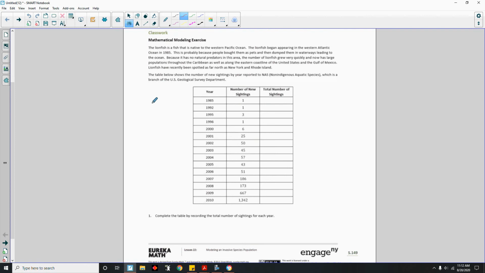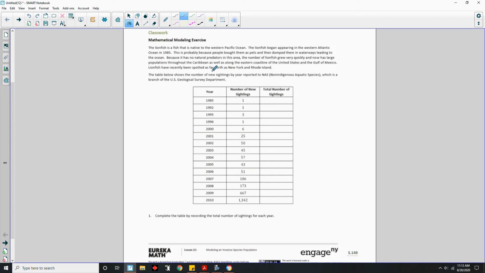So here's a classwork mathematical modeling exercise. The lionfish is a fish that is native to the western Pacific Ocean. The lionfish began appearing in the western Atlantic Ocean in 1985. This is probably because people bought them as pets and then dumped them in waterways leading to the ocean. Because it has no natural predators in the area, the number of lionfish grew very quickly and now has large populations throughout the Caribbean as well as along the eastern coastline of the United States and the Gulf of Mexico. Lionfish have recently been spotted as far north as New York and Rhode Island.